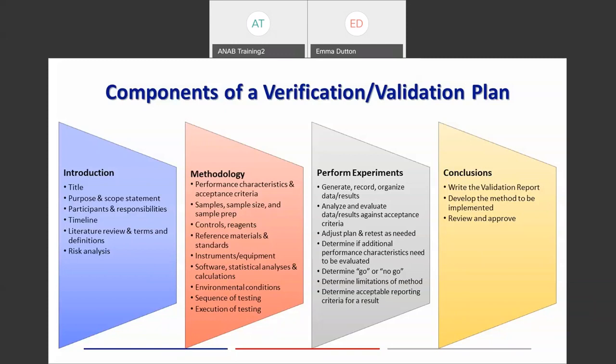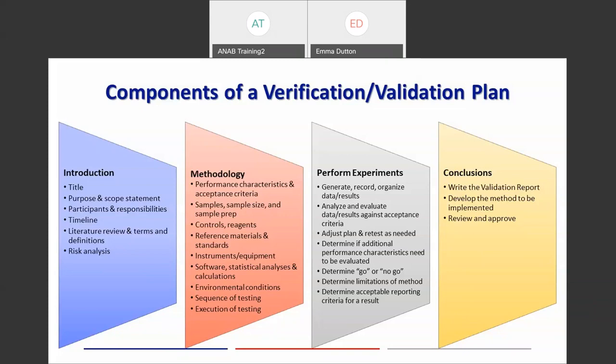Keeping in mind, there is a new requirement in 17025 that says if you do validation, if you do verification, if you establish new methods, develop methods, you need to be authorized to do that. So don't forget about those authorizations for those individuals that are going to be participating in that validation. You need to do a literature review and think about the terms and definitions that you're going to be using to make sure, again, everyone is on the same page. And then don't forget about that risk analysis. What are the risks associated with that verification or validation?